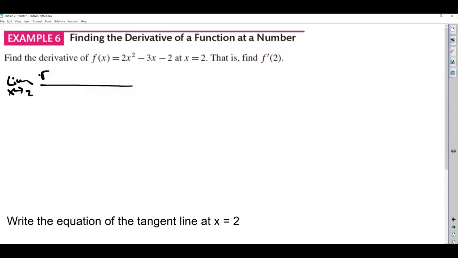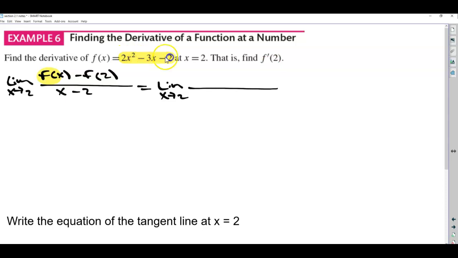And then I'm going to just set it up. f of x minus f of c, but this time c is 2, and x minus 2. So again, remember, that's your slope problem. Now, you have to write the limit as x goes to 2. If you're skipping steps, you're not going to receive full credit. And that's one of the hardest things to learn in calculus.